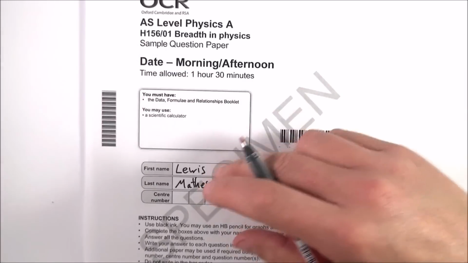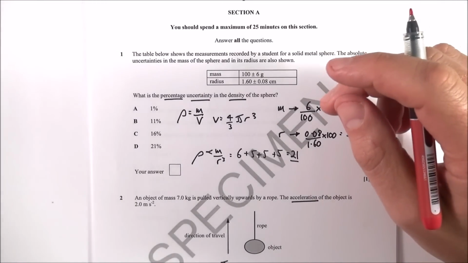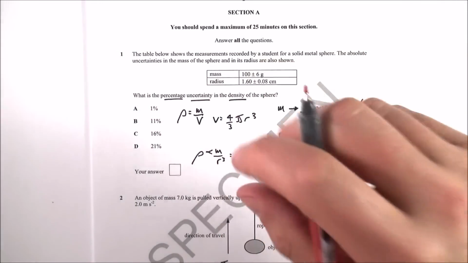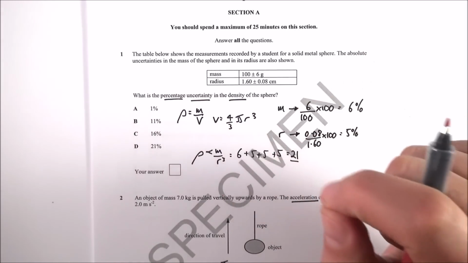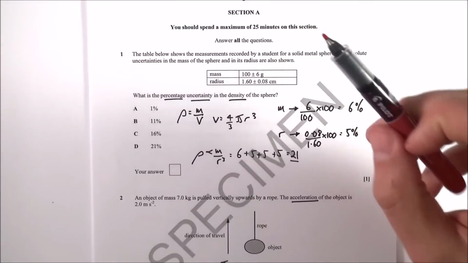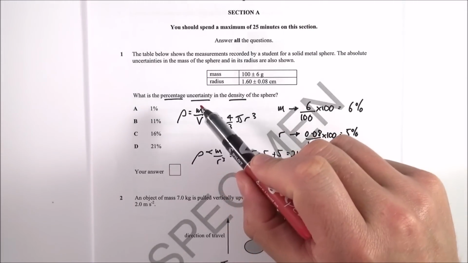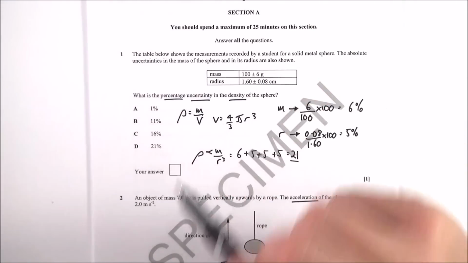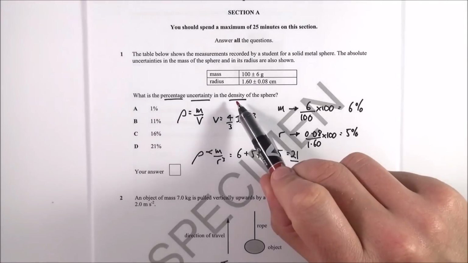So first of all, the first 20 marks, which should take you about 25 minutes, are the multiple choice questions. So the first one asked you to look at the percentage uncertainty, so straight in with something based on the practical side of the course. And it's about the density of the sphere.